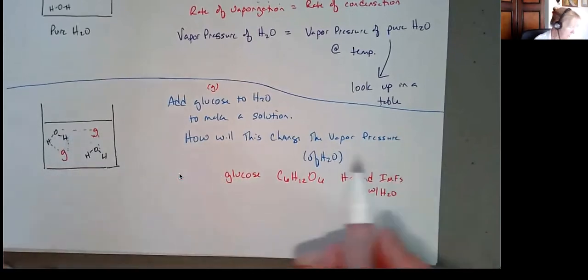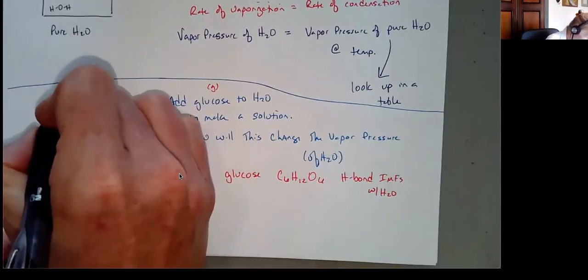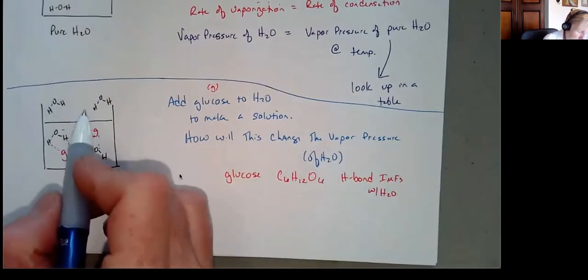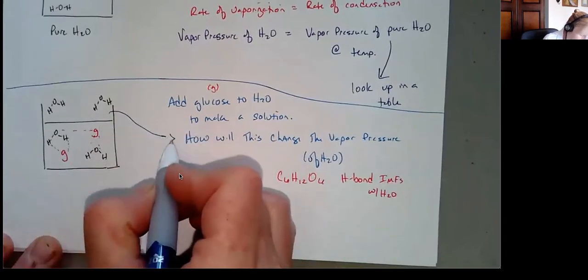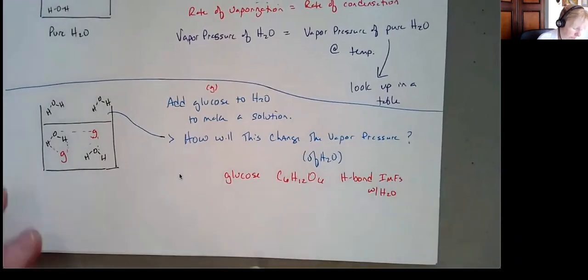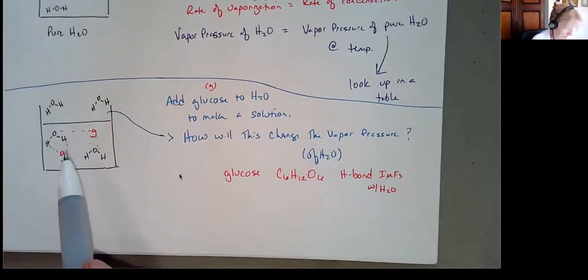So if I'm looking at the vapor pressure of the water molecules that are above the liquid, I want to measure the vapor pressure, what's happening here above the liquid. How is adding glucose going to change this vapor pressure? Is it going to keep it the same? Is it going to increase it, or is it going to decrease it?